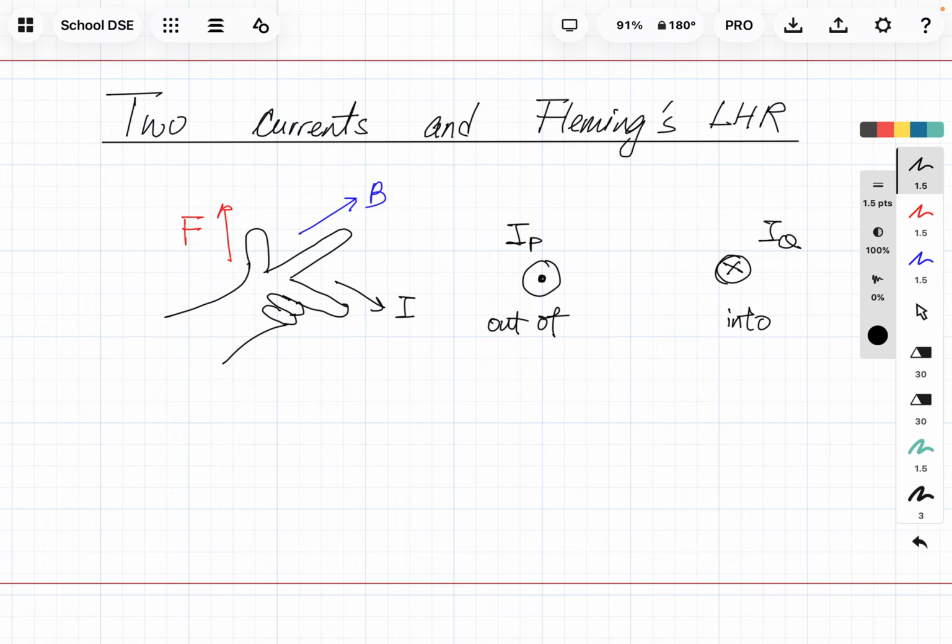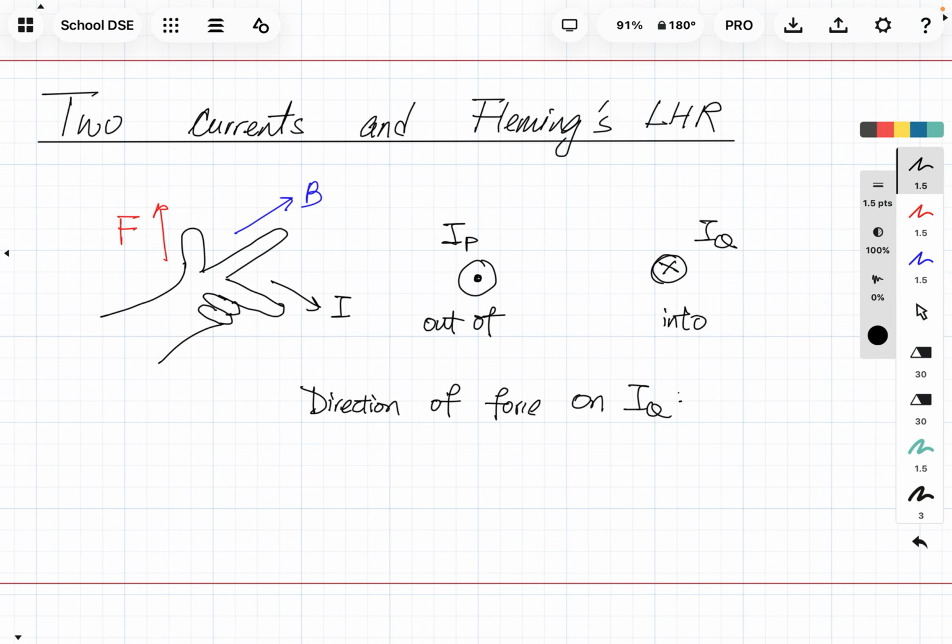But as you ask, this N over L is usually represented as a lowercase n, which means the number of turns per unit length. This one is sometimes written as mu naught n I, where this n will be capital N over L. That means it is just the number of turns per unit length.